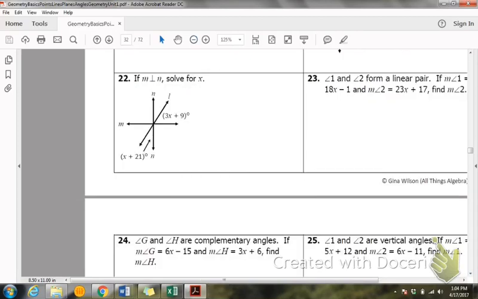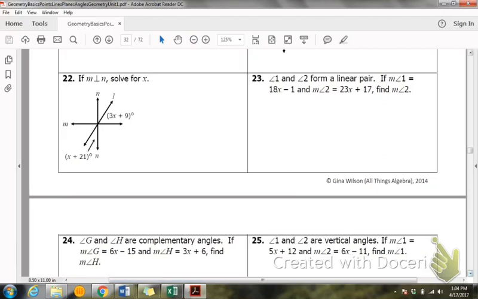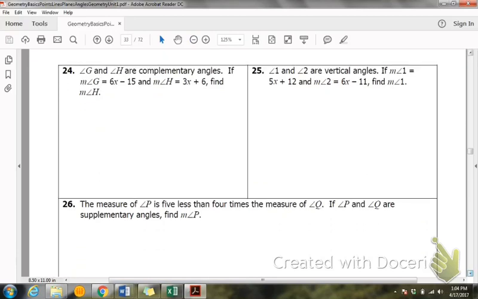All right. What does a linear pair mean on 23? What does a linear pair mean? 180. So on number 23, you know that those two angles add up to be 180 degrees. That was number 23. Number 24, let's talk about 24. What does complementary mean? 90. So what are we going to do with these two angles? You're missing one piece before that. Before I set them equal to 90, I need to add them together. Kind of that's understood, right? So we're going to add those two angles together and set them equal to 90.